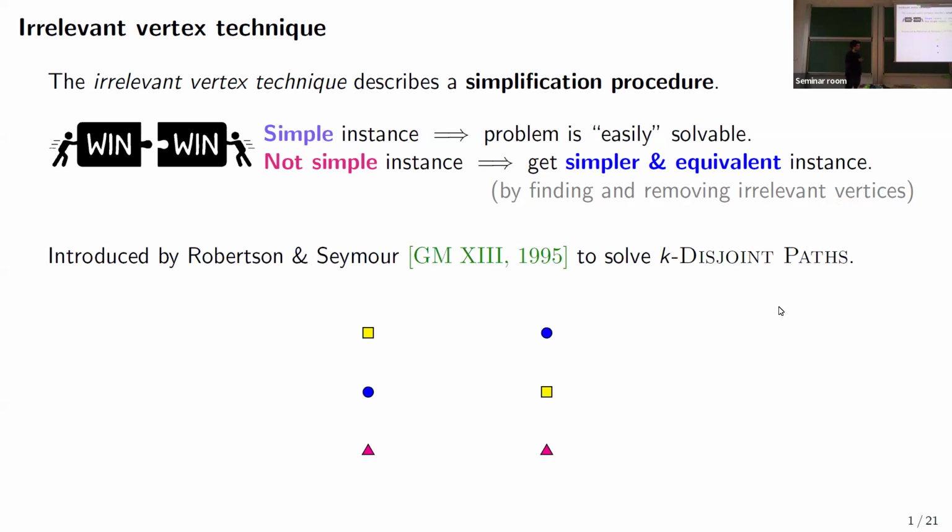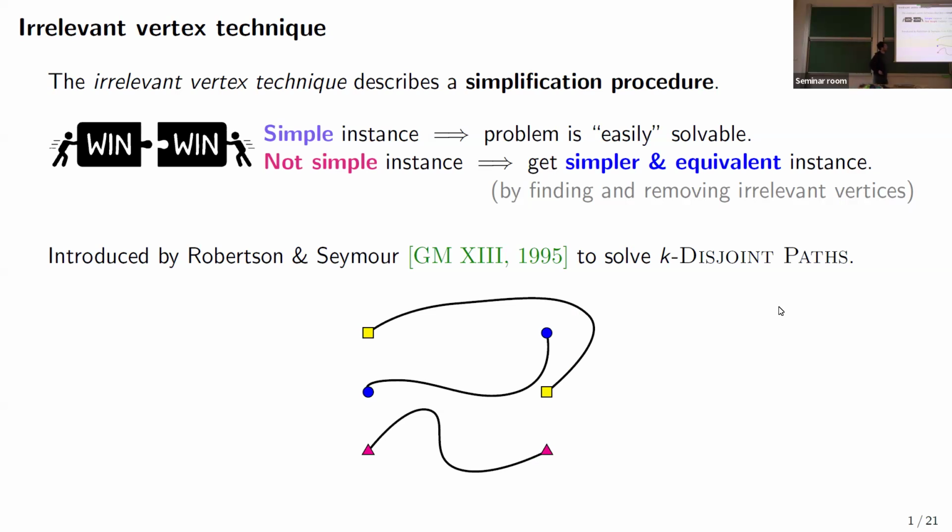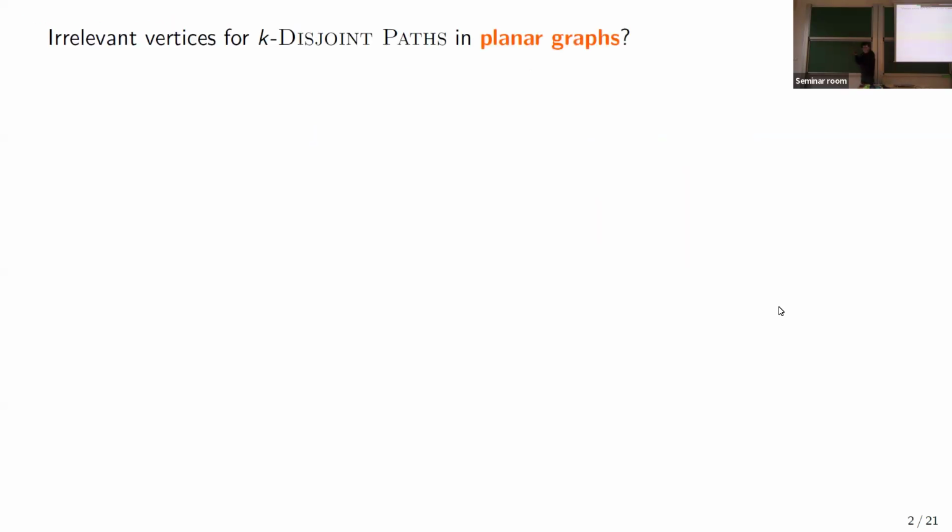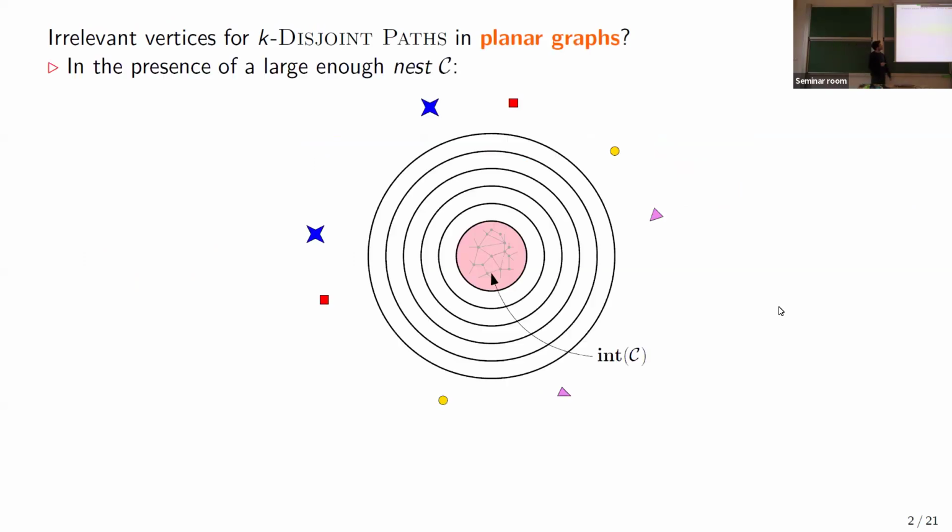This technique was introduced by Robertson and Seymour in Graph Minors XIII to solve the k disjoint paths problem. What is this? I give you k pairs of terminals in a graph, and I ask you to connect them with paths that respect the terminals. So it's a guided flow, in a sense. Let me now give you an idea of how this technique works for the disjoint paths problem in planar graphs. To find irrelevant vertices, I need to look for nests.